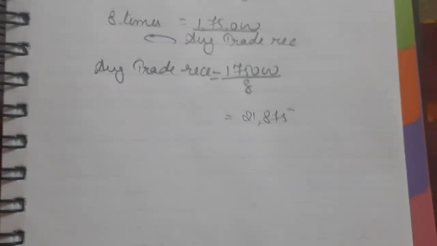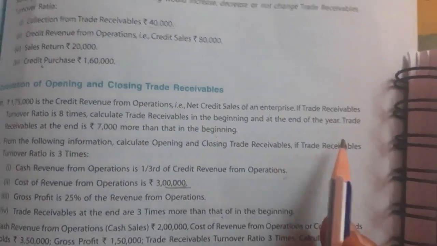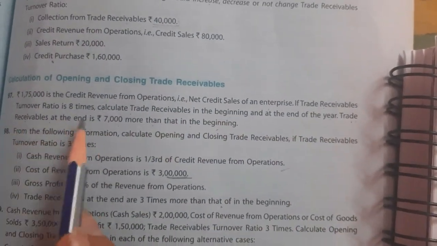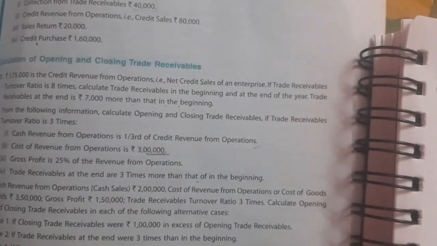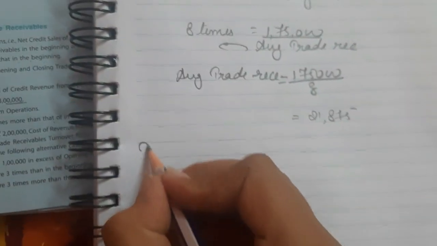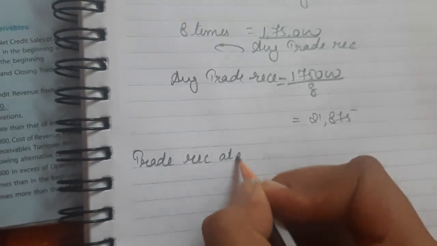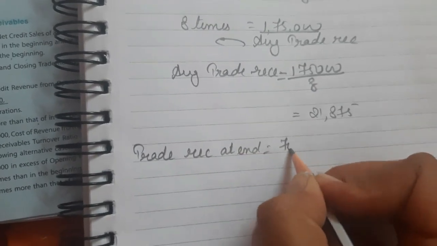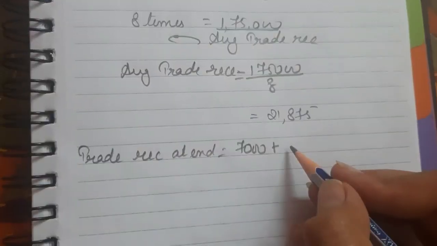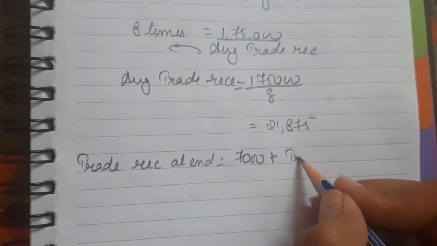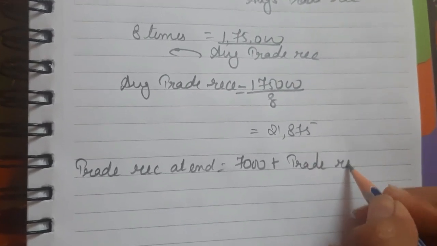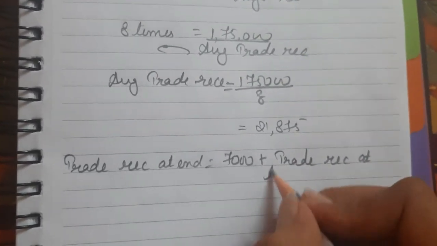Now using the formula for average trade receivable, but before that, the data given to us is that trade receivable at the end is 7,000 more than that of beginning. So trade receivable at end is 7,000 more than of beginning. So, 7,000 plus trade receivables at beginning.